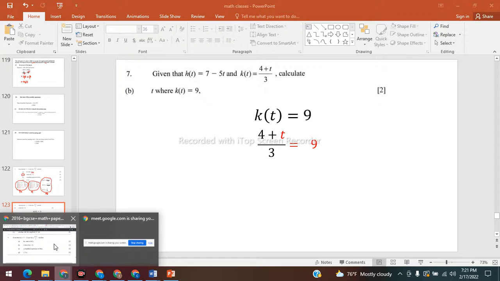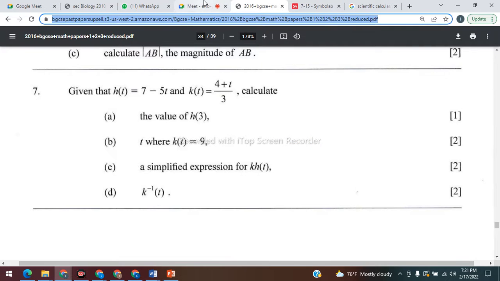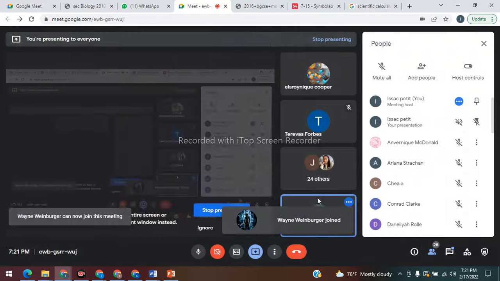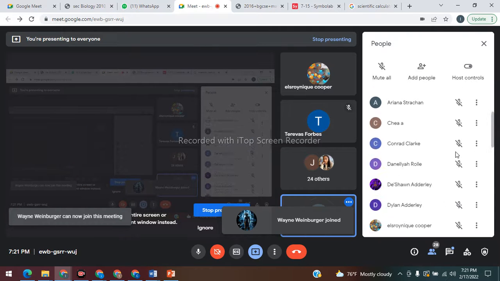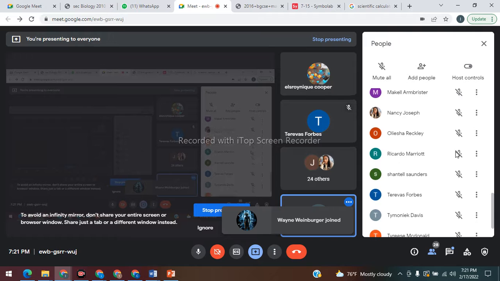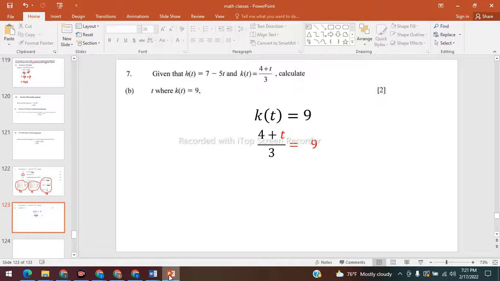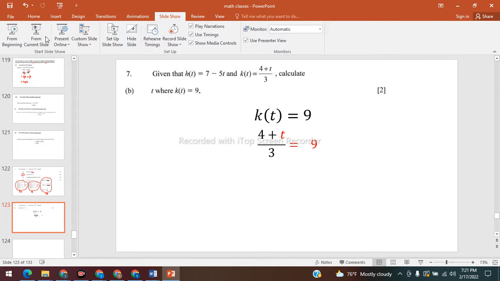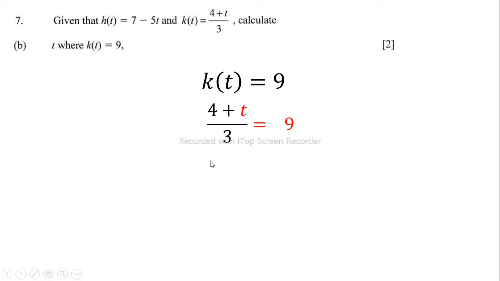So what must we do for this one? How can we solve it? Here we're going to cross multiply. If we cross multiply, this is going to be over 1. So we're going to multiply the 3 by the 9, and multiply 1 by 4 plus t.